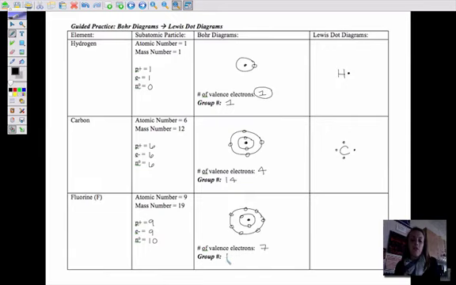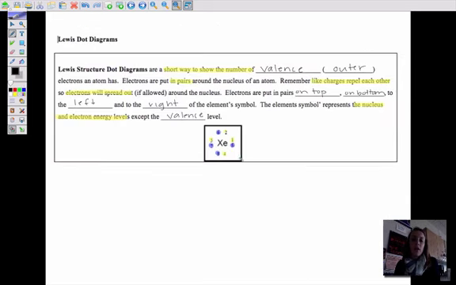Conveniently for us, fluorine is also in group 17. So if I have 7 valence electrons and I want to draw a Lewis dot diagram, I'll write the element symbol first, which is F. And if I look at my model, if I have 7 valence electrons, I'm going to go all the way around. So 1, 2, 3, 4.